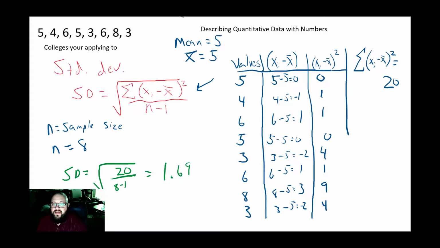So in reality, what that's telling you is that the number of colleges people in that group were applying to varies from the mean by 1.69 colleges, from each standard deviation.